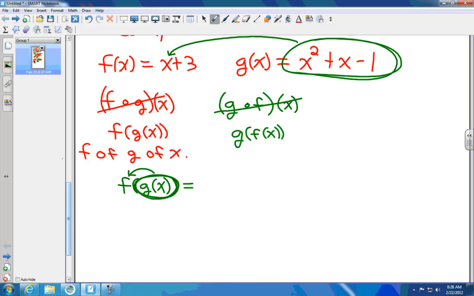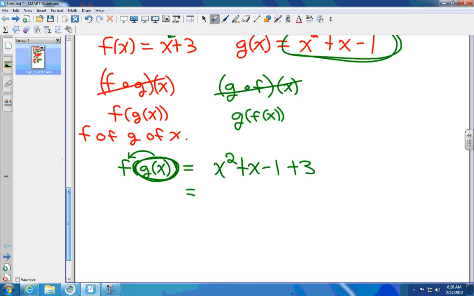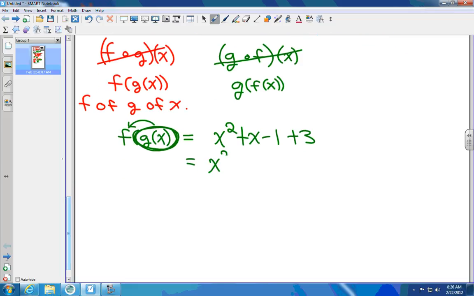So we took what g of x equals up here, and we are replacing the x in that function. So instead of x here, what do we have? There you go. X squared plus x minus 1, and then what's the rest of the f function? Plus 3. And then you just simplify as best you can. Only one like term there. We have x squared plus x, and that would be plus 2.